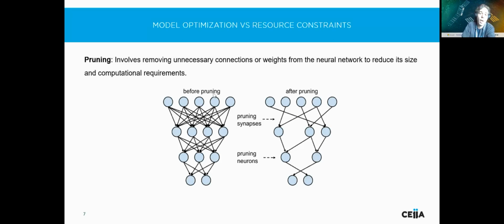So, overall, by combining all of these techniques, it is possible to achieve substantial model compression and optimization, and the resulting model will be smaller, faster, and more suitable for onboard processing in satellite applications.